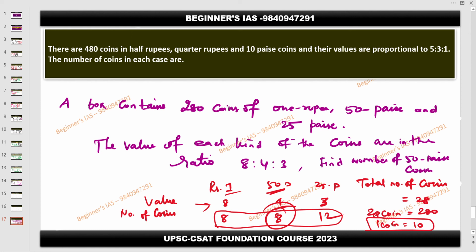10, 12, 10, then 20 plus 12 is 32. 32 is equal to what? 480. Then 1 coin is equal to 15. 480 by 32, you get the answer 15. So 1 coin is equal to 15, therefore the number of 50 paise coins, initially 10, so 10 into 15, 150.